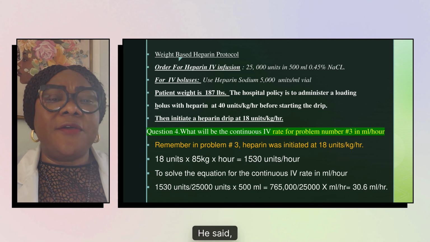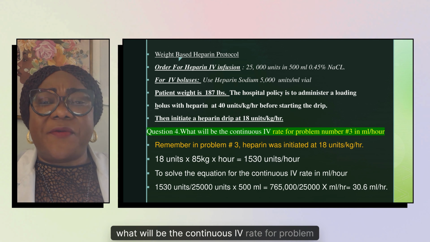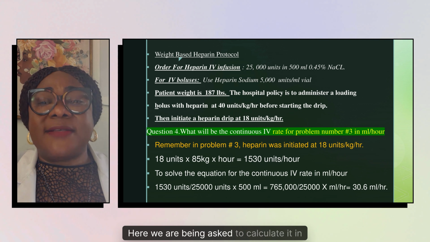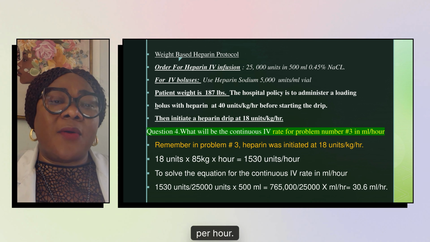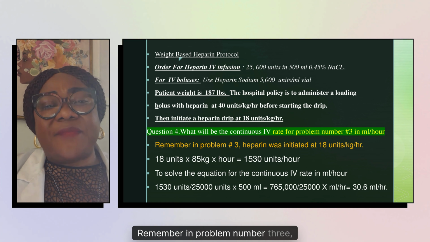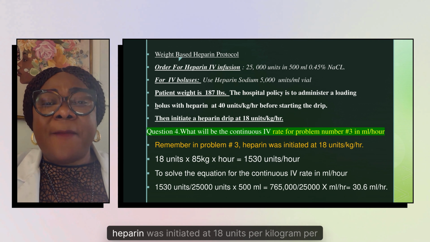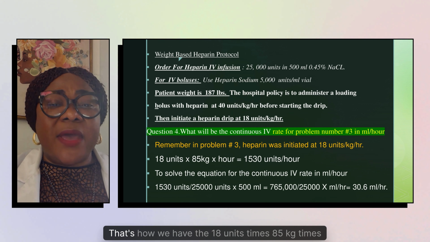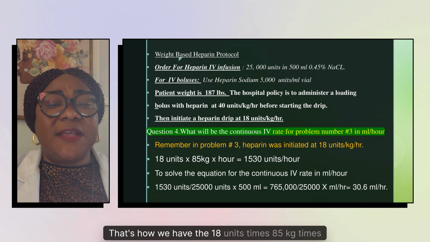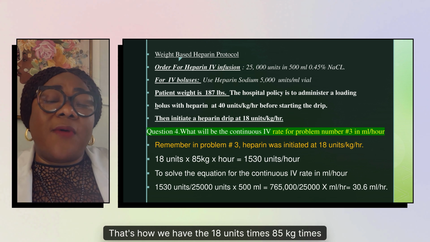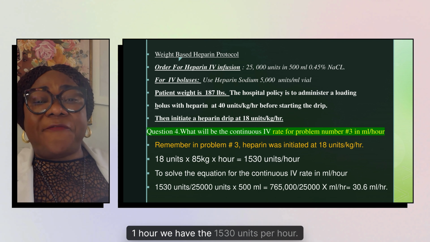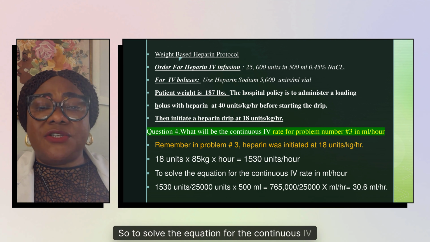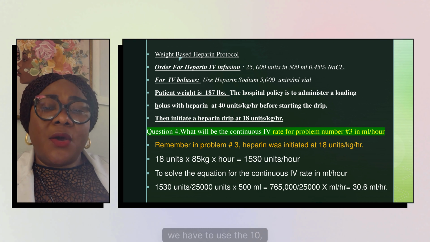Question number 4 said, what will be the continuous IV rate for problem number 3 in ml per hour? Here we are being asked to calculate it in ml per hour. Remember, in question number 3, heparin was initiated at 18 units per kg per hour. That's how we have the 18 units times 85 kg times 1 hour, we have the 1,530 units per hour.